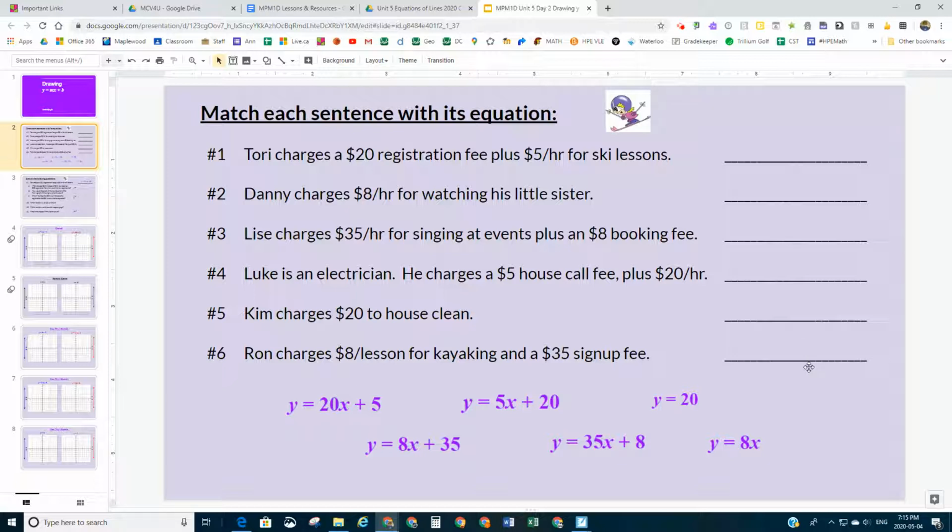Tori charges a $20 registration fee plus $5 per hour for ski lessons. So which one of these equations is it? It's very tempting to look at this one because you see the 20 and the 5 and you might think this, but remember the 20 times x means that the 20 is the thing that changes with every hour, and that's not the case here. The $5 changes with the hour. The $20 is a flat rate. So the flat rates are these numbers here, okay? So this is the appropriate one. We'll just click and drag it and put it up there. And then we've got $5 an hour plus your $20 registration fee.